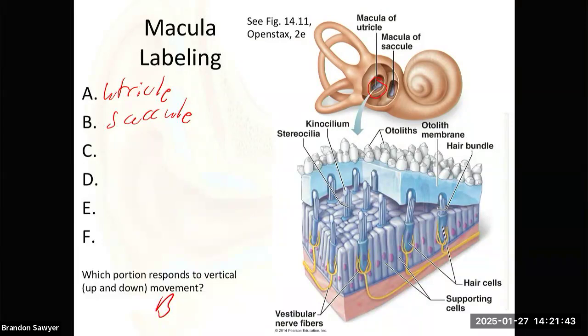Yeah, go ahead, Lily. Like vertigo and stuff. Good question. Yeah, somebody else was asking that question too. Vertigo is typically associated with the semicircular canals, but if you have a problem with this structure as well, it can also lead to vertigo.